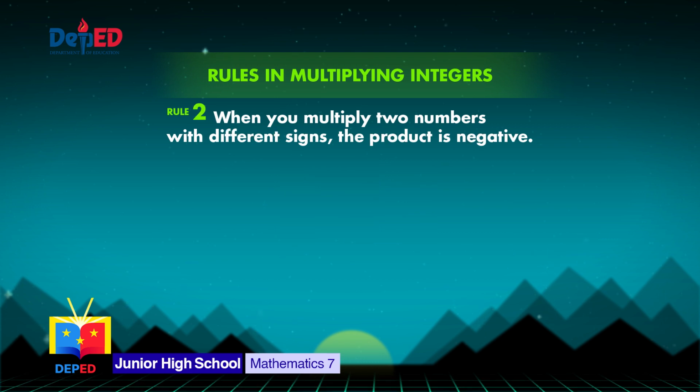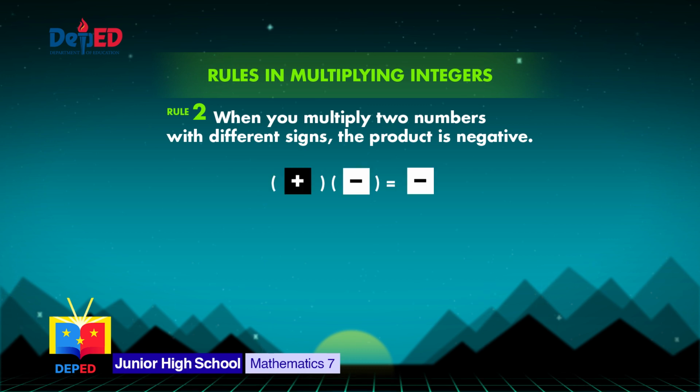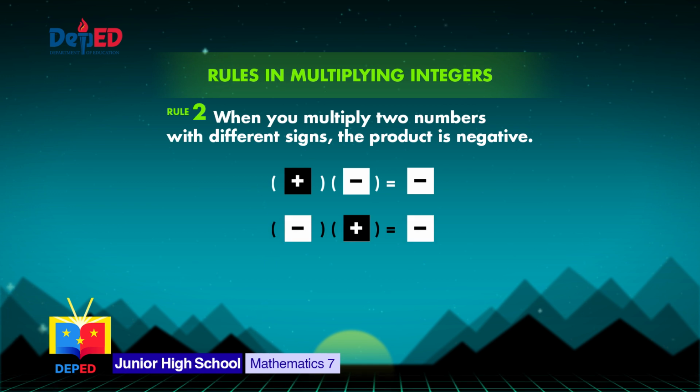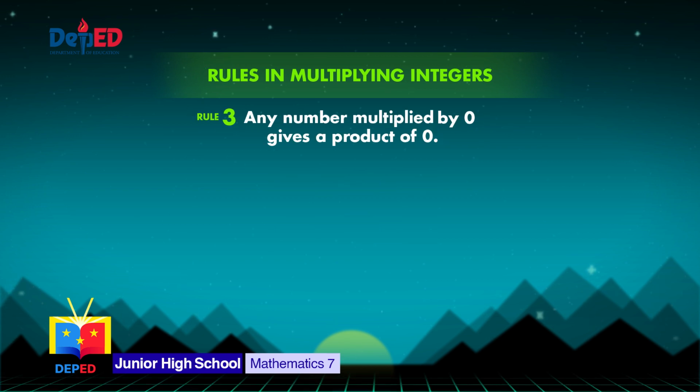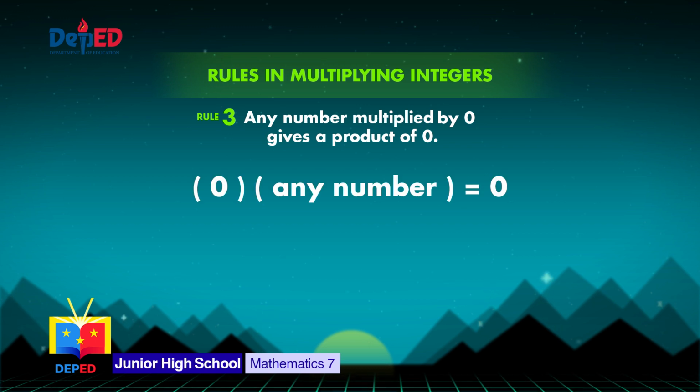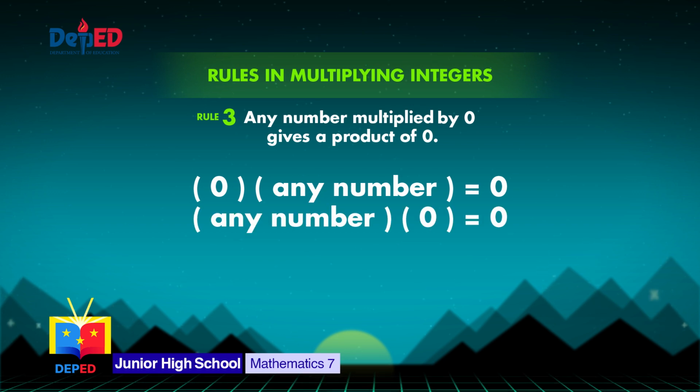For rule number 2, when you multiply two numbers with different signs, the product is negative. This means that positive times negative is equal to negative. Negative times positive is equal to negative. And the last rule, any number multiplied by 0 gives a product of 0. 0 times any number is equal to 0. Any number times 0 is equal to 0.